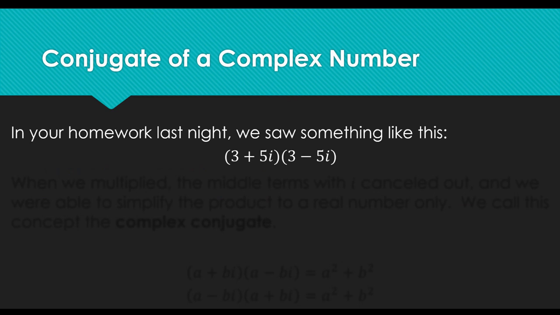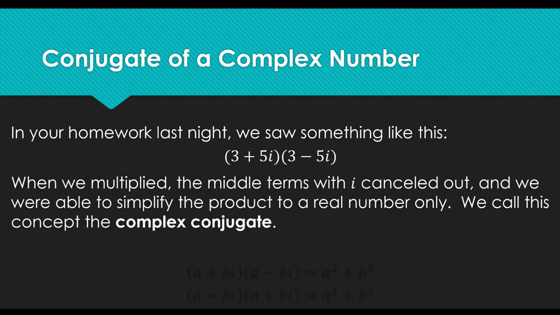So, a conjugate of a complex number. In your homework, we saw something like this, where we were multiplying two binomials that looked very similar, but notice that one had an addition sign and one had a subtraction sign. When we multiplied, the middle terms of i ended up canceling out, and then that last term turned into i squared, which then resulted in us turning it into a real number. So our final answer ended up being a real number only. The idea behind this is called a complex conjugate.